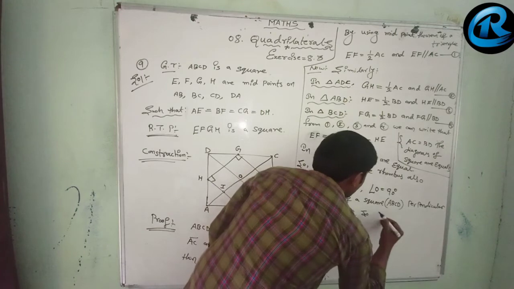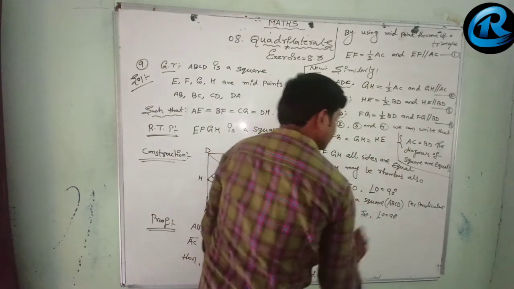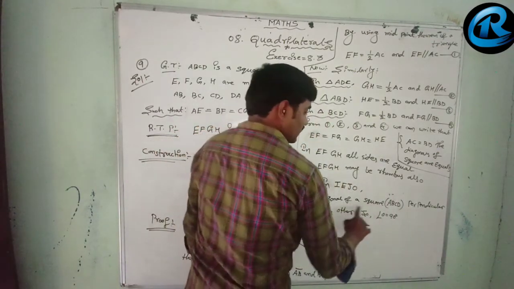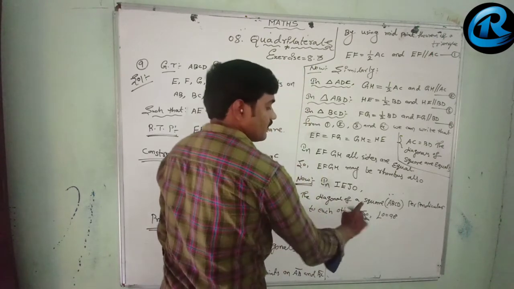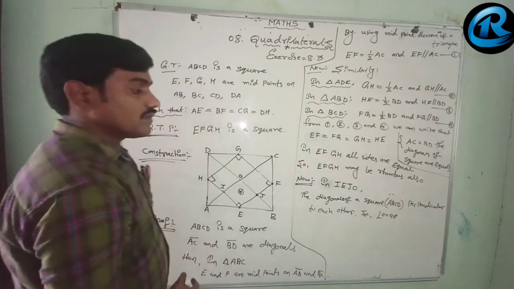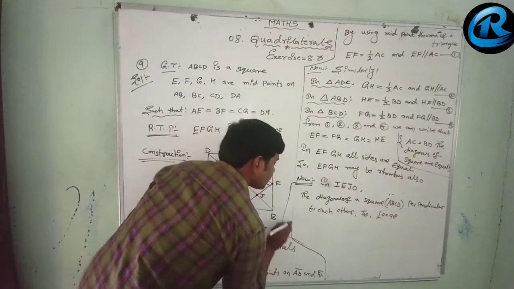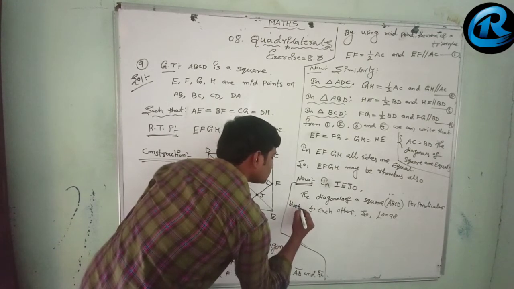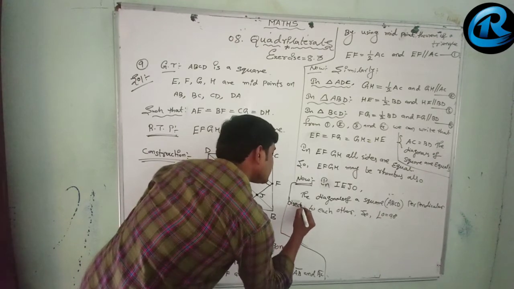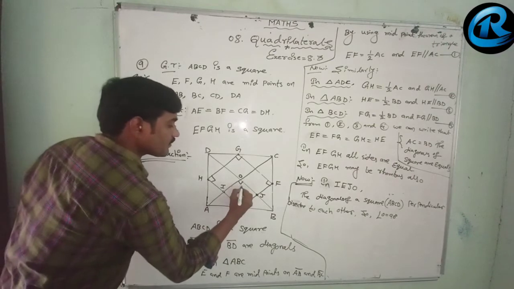So angle O equal to 90 degrees. Write here. In diagonals of a square ABCD, they are perpendicular bisectors of each other. Write bisector. The diagonals are perpendicular bisectors to each other. That's why we get 90 degrees here.